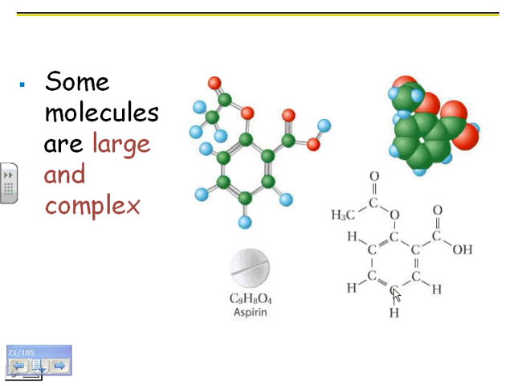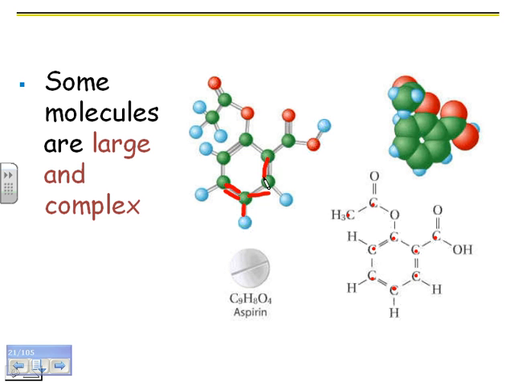Let's count them. 1, 2, 3, 4, 5, 6, 7, 8, 9. Good. So there are 9 carbons, and then you can draw in the hydrogens. Here they're doing it with colors, so the carbons are green, the oxygens are red, and the hydrogens are blue. If you notice, this is really important. The carbons can make 1, 2, 3, 4 bonds.